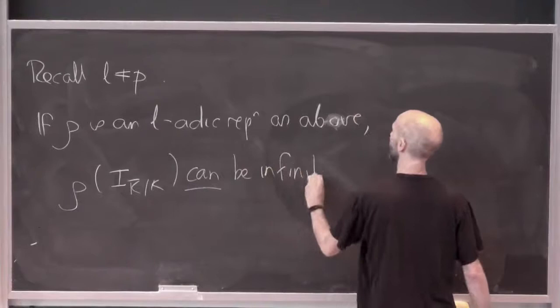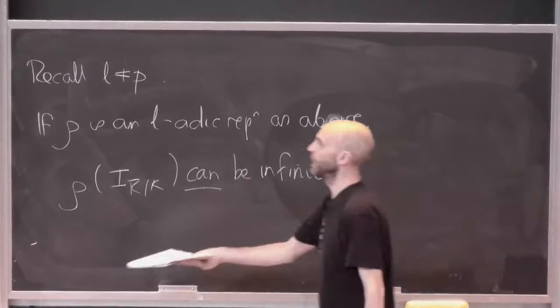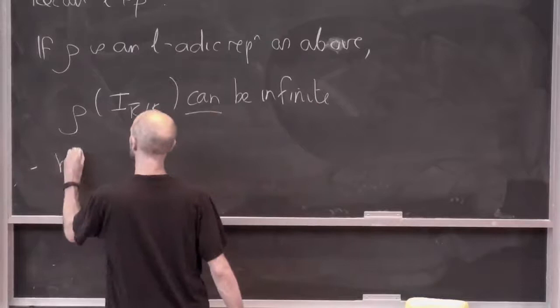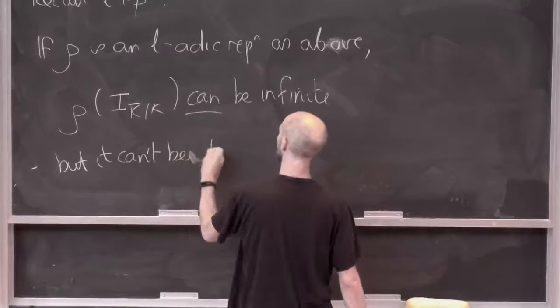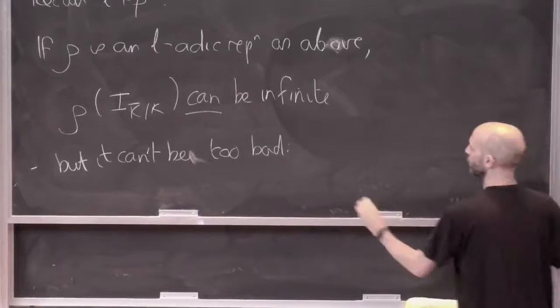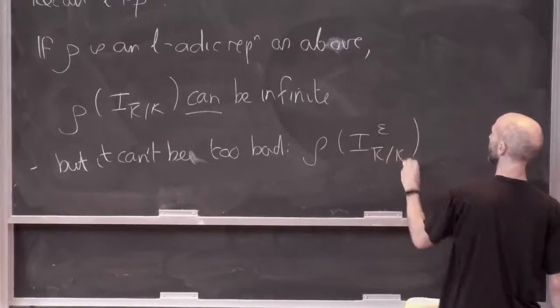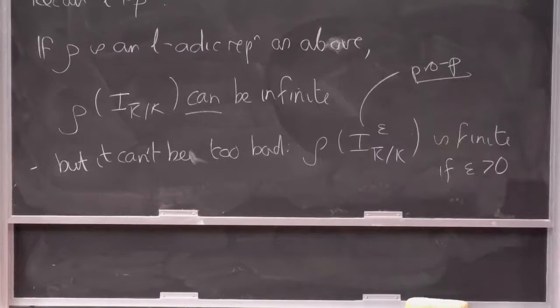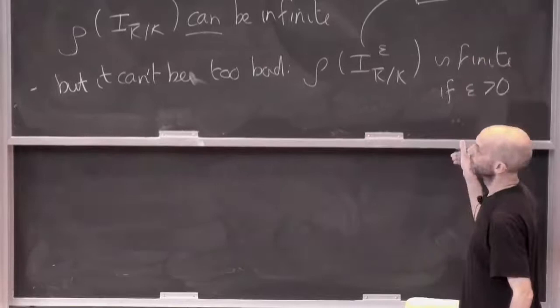That elliptic curve example was supposed to be, for those of you that know the machinery, a way to convince yourself that rho of inertia can be infinite, but it can't be too bad. Because rho of the wild inertia subgroup, I mean rho of I_{k-bar/k, epsilon}, must be finite if epsilon is bigger than zero, because this is pro-p, remember. The moment we start looking at the filtration on this thing, this is pro-p, and the tame inertia is not so bad.